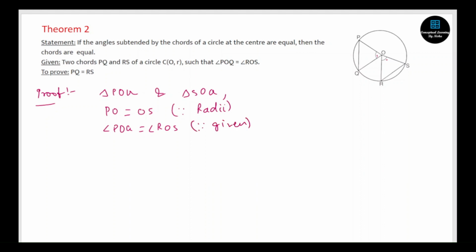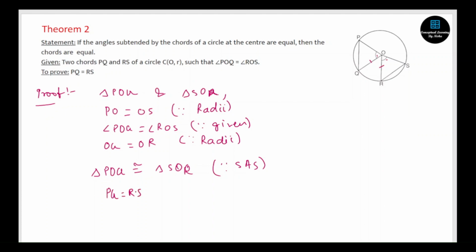And again, what can I say about these two lines? Yes, OQ is equal to OR. Again, they are radii. So tell me, which two triangles are congruent? Triangle POQ is congruent to triangle SOR. Which congruency have we applied? Yes, SAS. And by CPCT, what can I say? PQ is equal to RS. Hence proved.